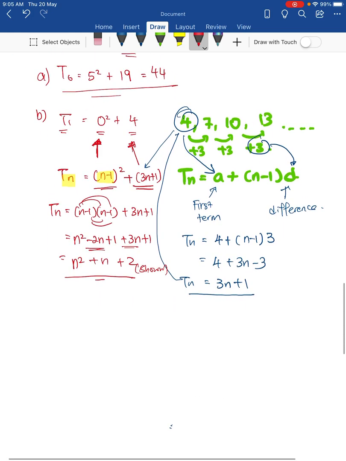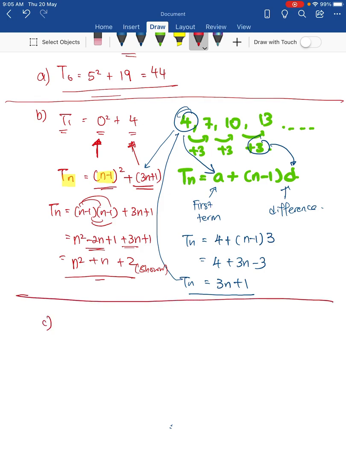So let me just draw a line, and next question. So part C, we are supposed to explain whether 100 is a term in this sequence. So now, of course, Tn is the formula, the equation, where n squared plus n plus 2. So this is the equation. So usually it will be linked. We want to explain whether 100 is a term in this. So basically, we want to say that 100, can we solve this?